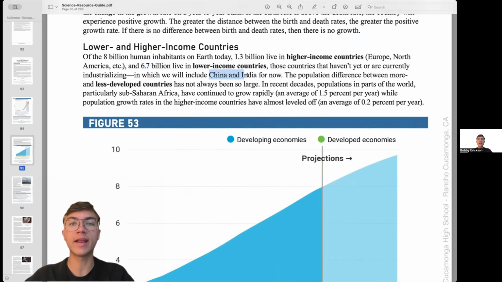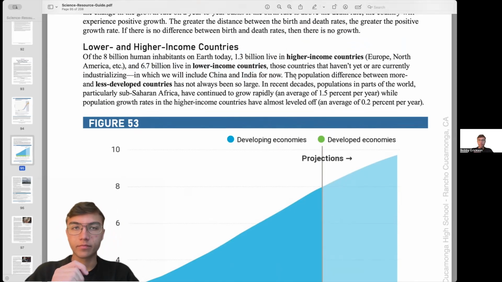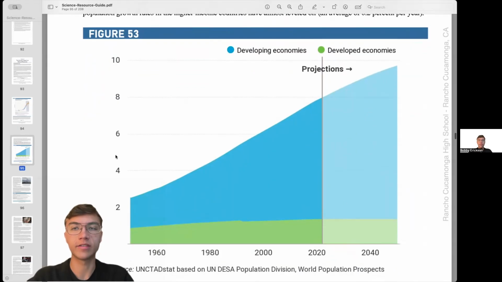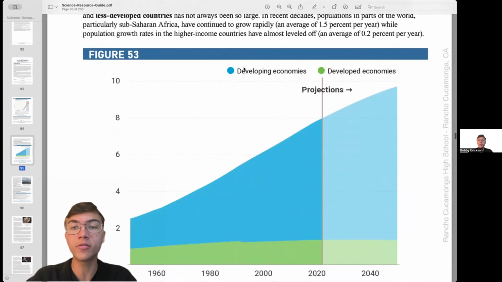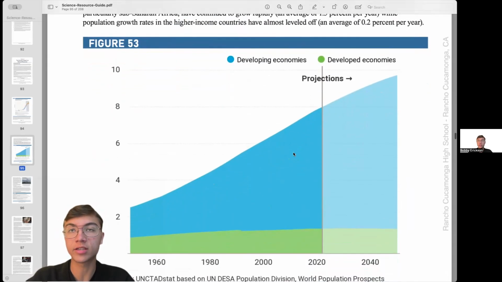Now, we're actually including China and India in lower income countries for this case, and that will affect how many people are in that group, because China has a very large population, for example, as opposed to the United States. It hasn't always been so large that we've had a population difference, as you can see in this chart here. But as we've begun to have bigger growth rates in areas such as sub-Saharan Africa, we can see that growth rates have continued rapidly in those places, whereas in higher income countries such as the US, we've leveled off quite a bit.